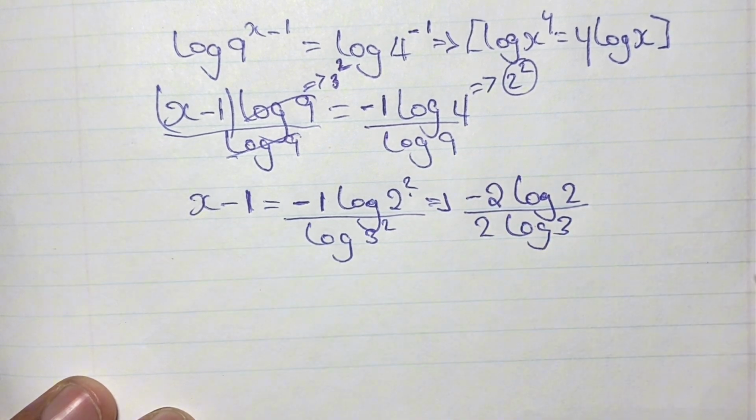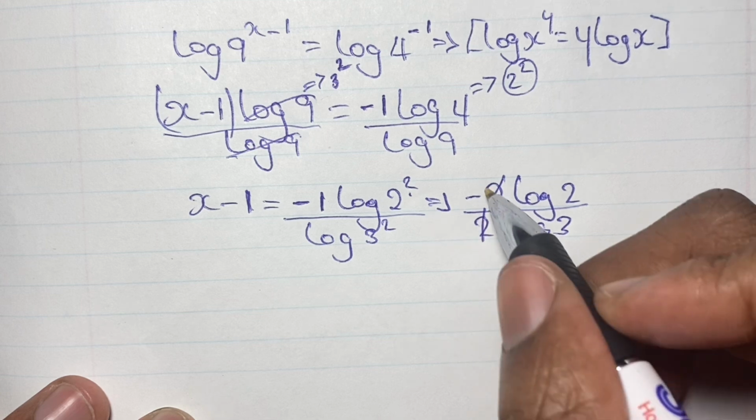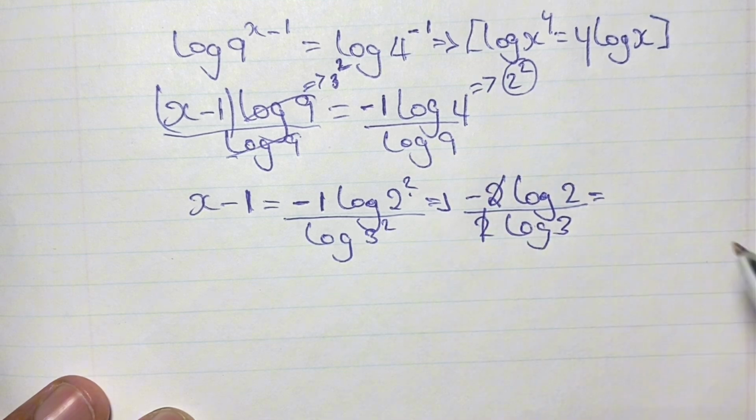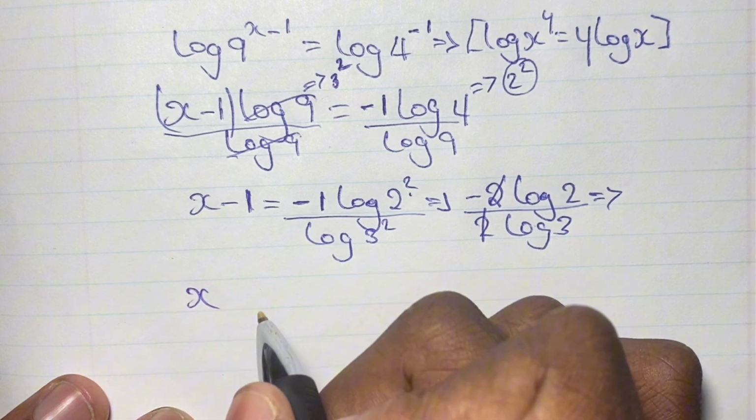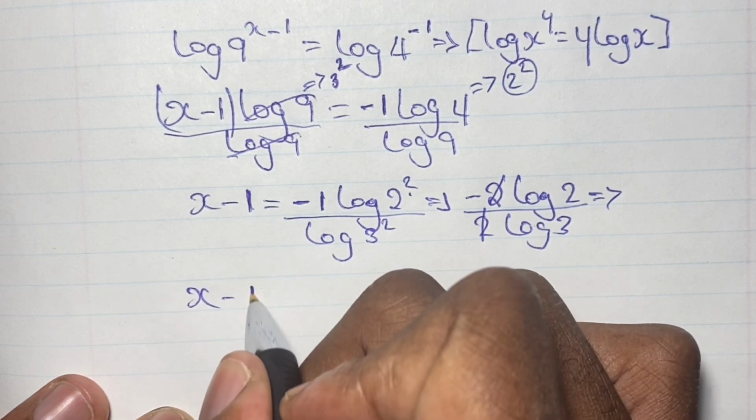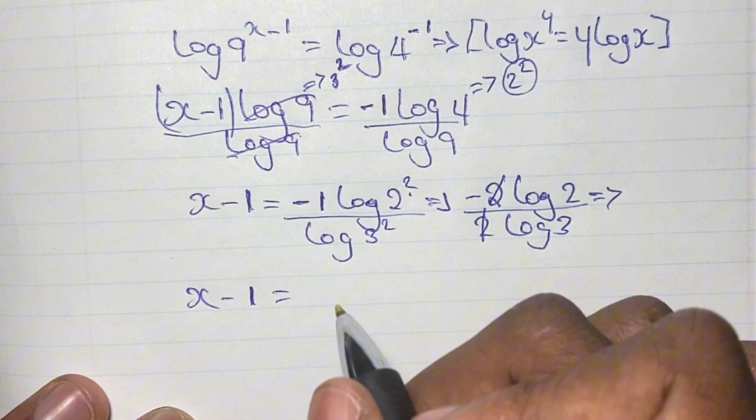So in simplifying our equation, we can cancel out 2. So 2 into negative 2 is going to give us negative 1. So that means that x minus 1 will equal negative log 2 over log 3.